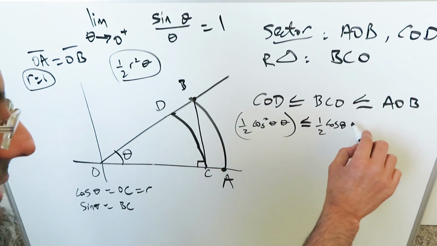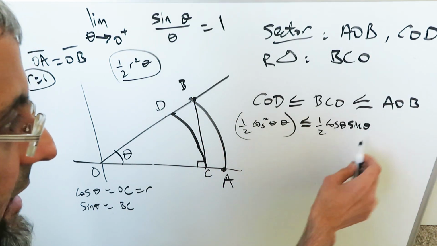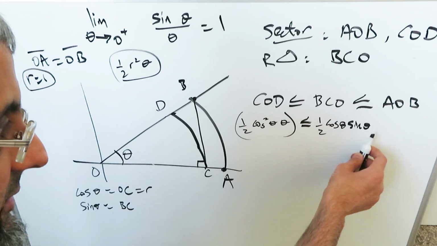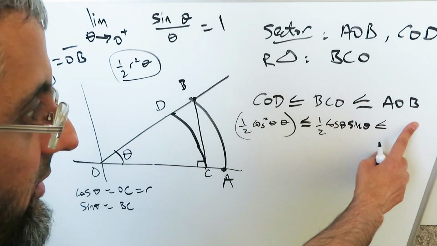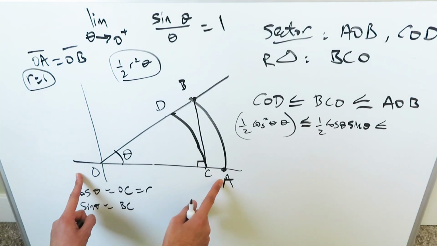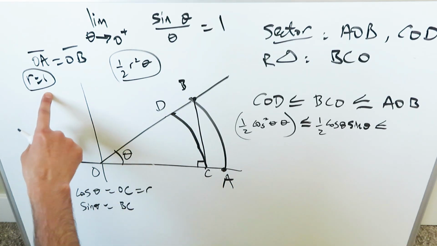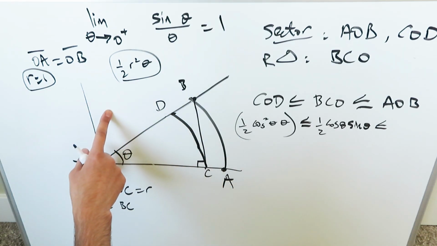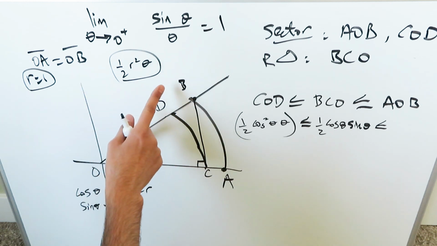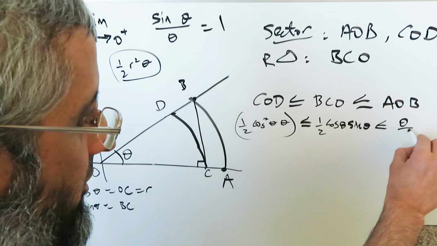We know BC is equal to sine theta, and we have that. The area of the right triangle is equal to cosine theta sine theta over 2. What's the area of the largest sector? You have AO as your radius or BO as your radius, and that's equal to 1. Half r squared theta, where r is equal to 1, you have a half times 1 squared times theta. It's just theta over 2.